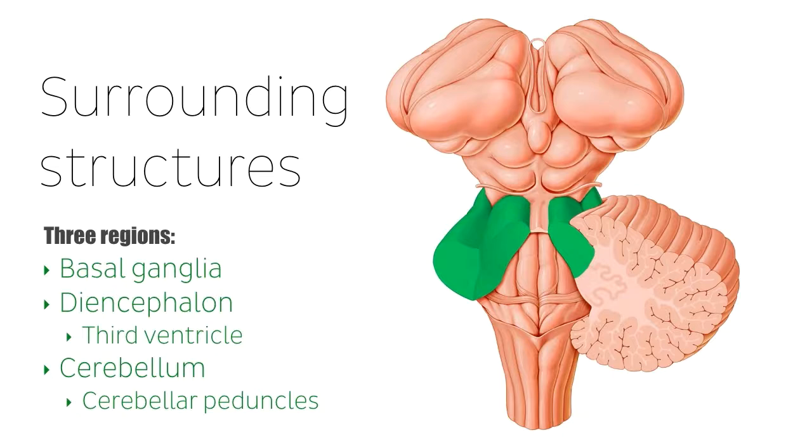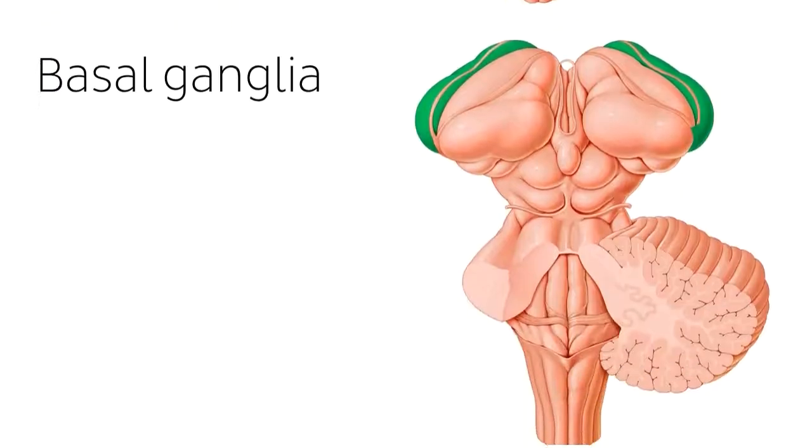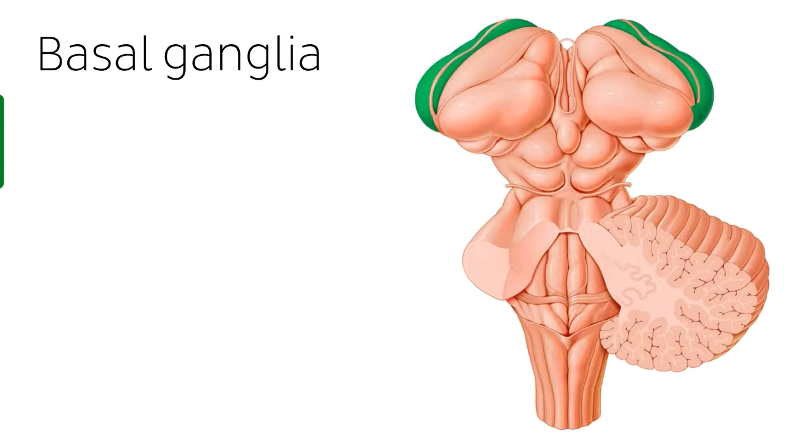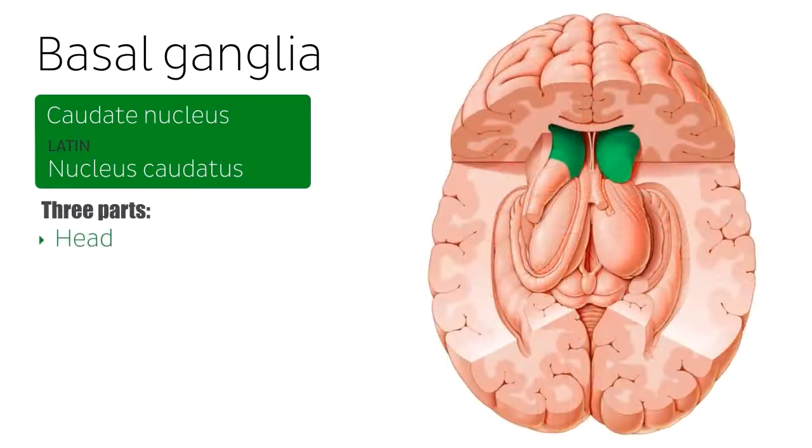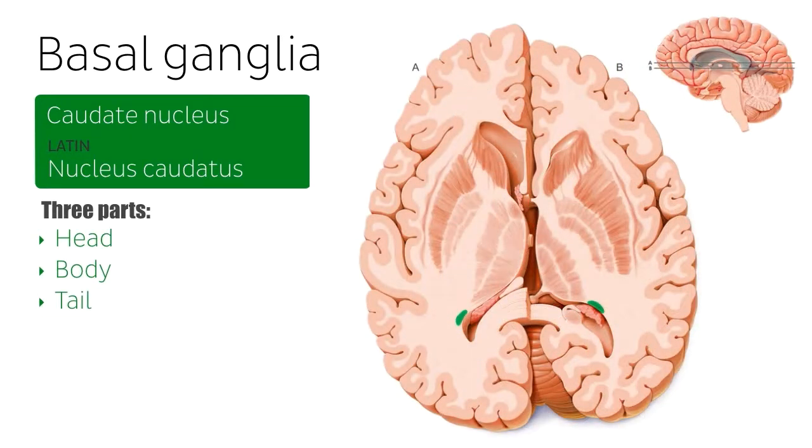So as we just mentioned, the nucleus of the basal ganglia that is visible in this image is the caudate nucleus. This nucleus is an elongated C-shaped nucleus that follows the direction of the lateral ventricle and has three parts: the head, the body, and the tail, which you can see in this cross-section. And the tail terminates in the roof of the temporal horn of the lateral ventricle.